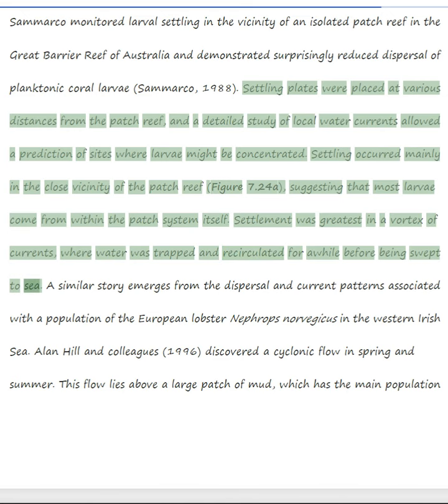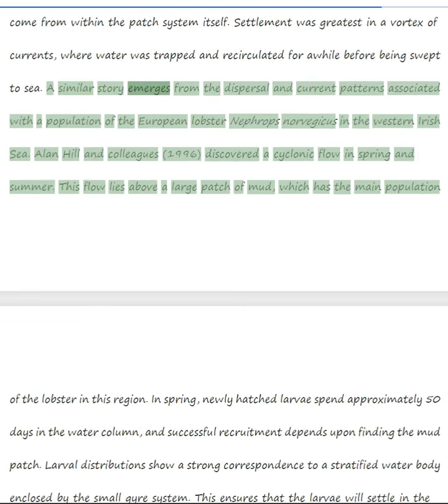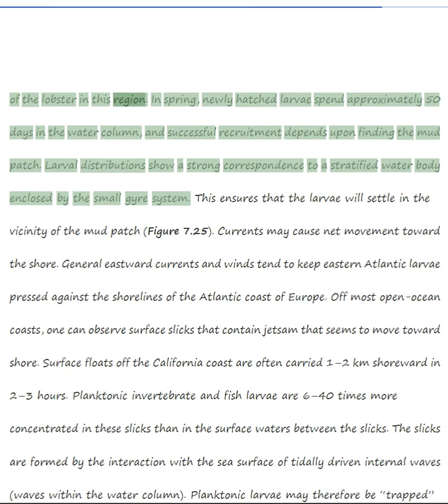being swept to sea. A similar story emerges from the dispersal and current patterns associated with a population of the European lobster Nephrops norvegicus in the western Irish Sea. Alan Hill and colleagues discovered a cyclonic flow in spring and summer. This flow lies above a large patch of mud, which has the main population of the lobster in this region. In spring, newly hatched larvae spend approximately 50 days in the water column, and successful recruitment depends upon finding the mud patch.